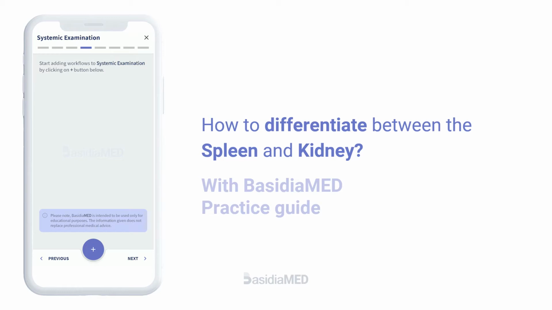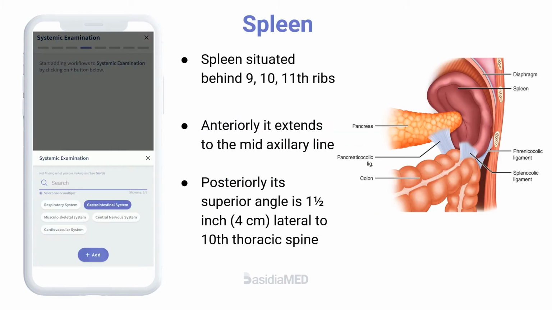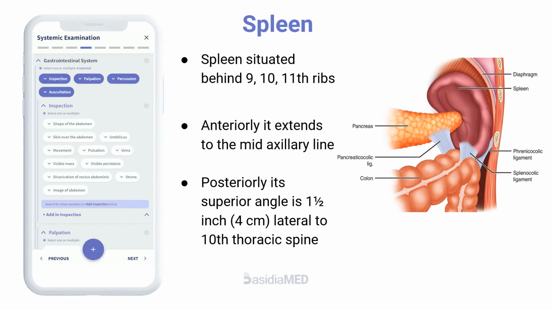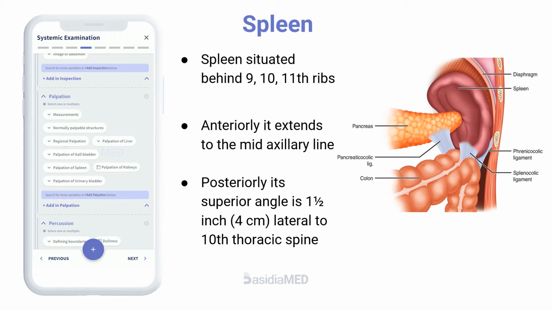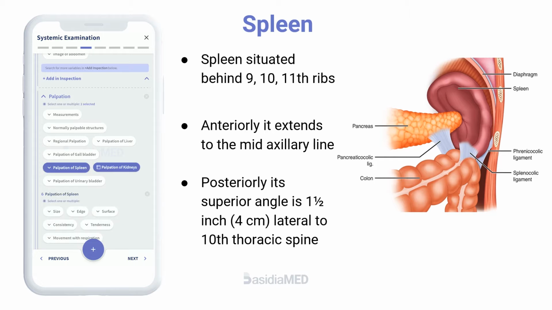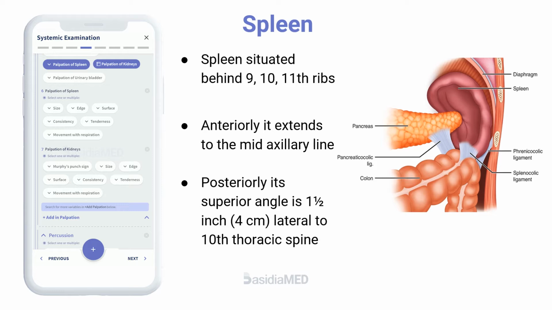How to differentiate between the spleen and kidney. The spleen is situated behind the 9th, 10th, and 11th ribs, with its long axis along the line of the 10th rib. Anteriorly, it extends to the mid-axillary line. Posteriorly, its superior angle is 1.5 inches, 4 centimeters, lateral to the 10th thoracic spine.